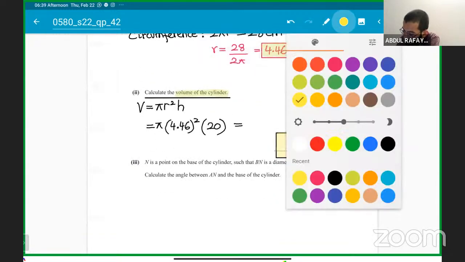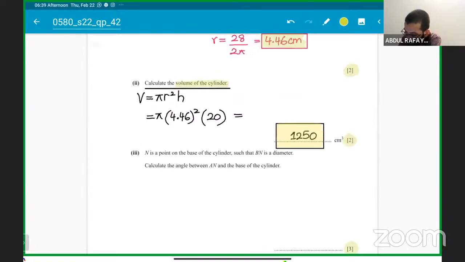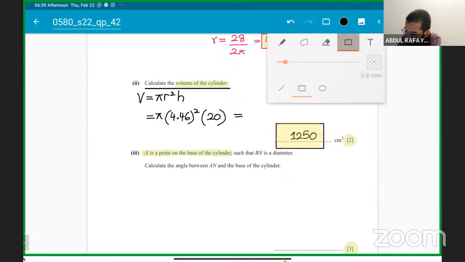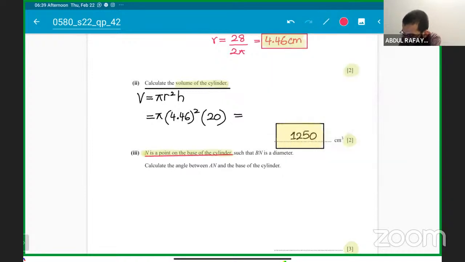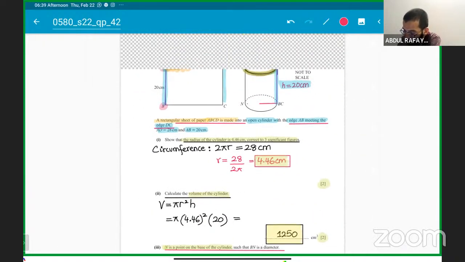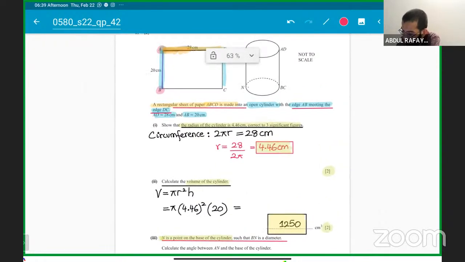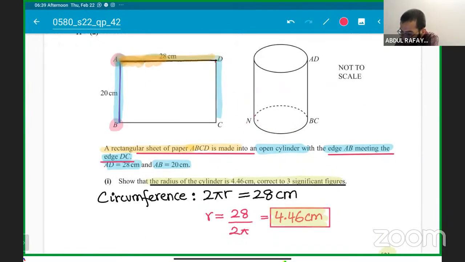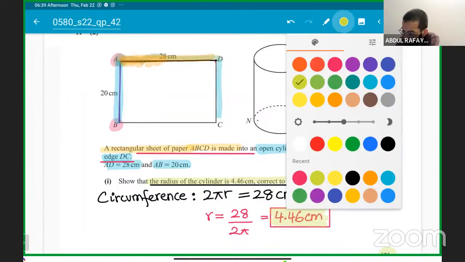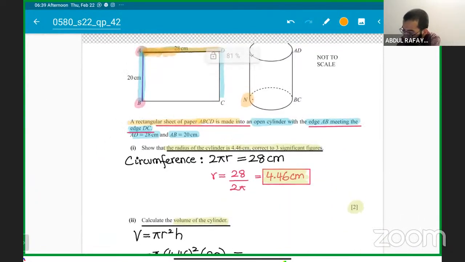And then we have students part C, where trigonometry is coming in for the 3D shape for 3 marks. They are telling N is a point on the base of the cylinder such that BN is the diameter. So let's follow the diagram again. What we have, sir, N is the point. If I can zoom in, N is the point. Everyone can see the point N? N is the point on the base of the cylinder such that BN is the diameter.